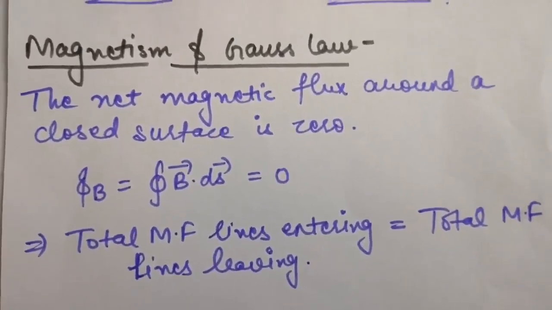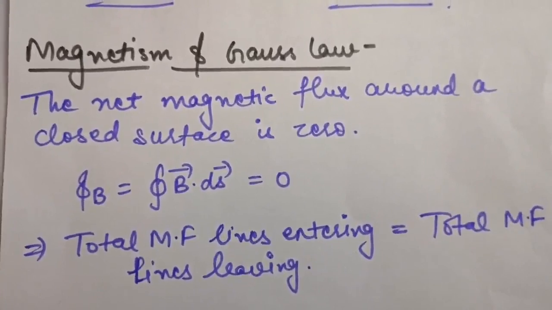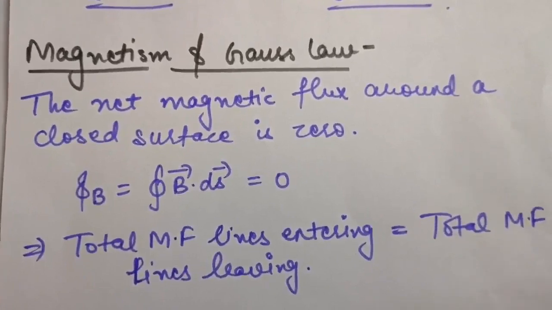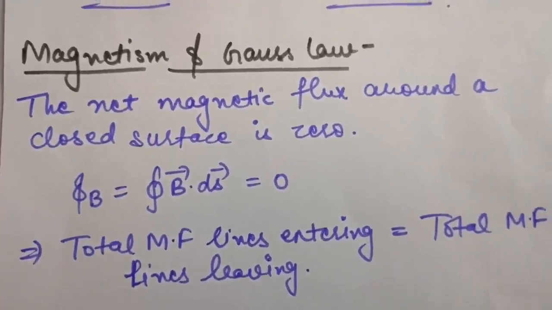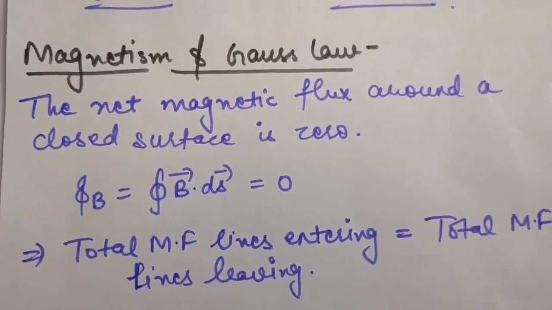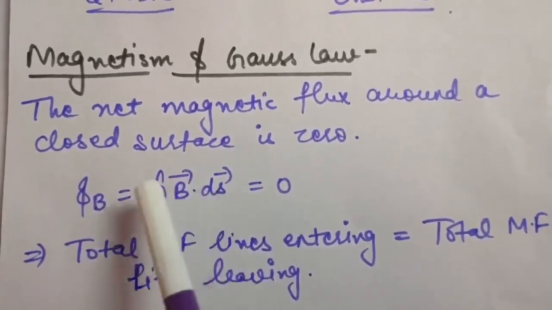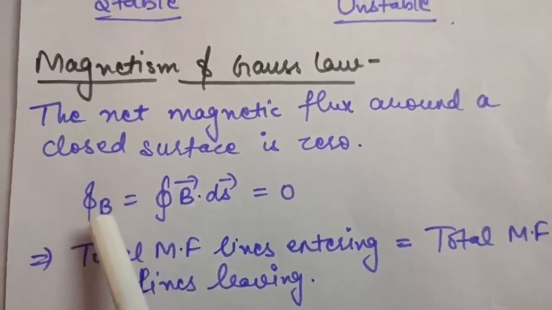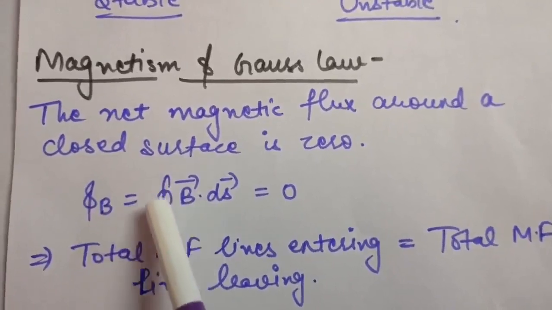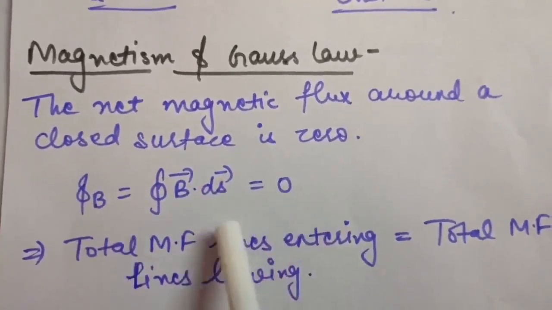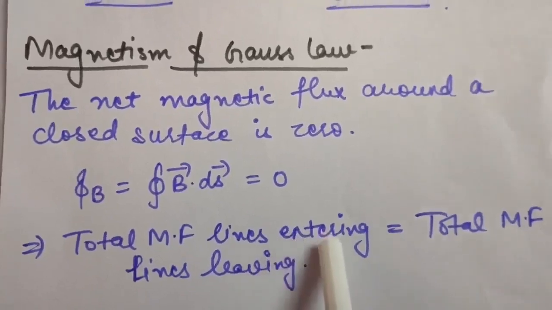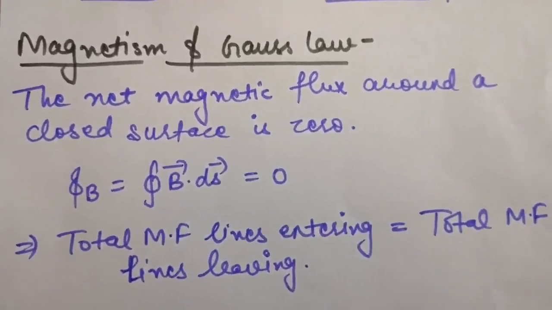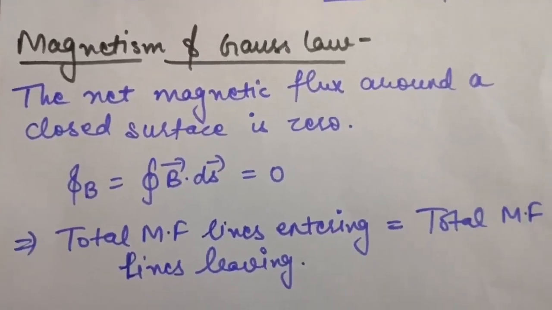Okay, so now magnetism and Gauss law. There was a Gauss law in electric field as well, and for magnetism also there is a Gauss law. Gauss law related to magnetism states the net magnetic flux around a closed surface is 0. So φB is the integration of B dot dS, and this circle again denotes the closed surface. The net magnetic flux around the closed surface is 0. From this we can say that the total magnetic field lines entering the surface is equal to the total magnetic field lines leaving it.